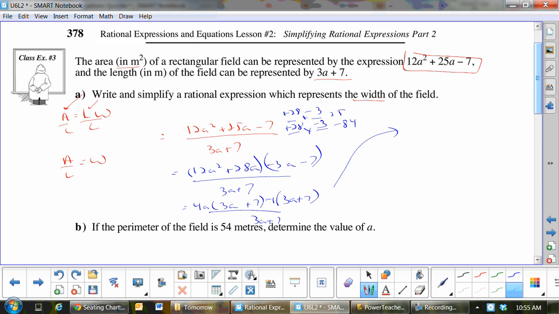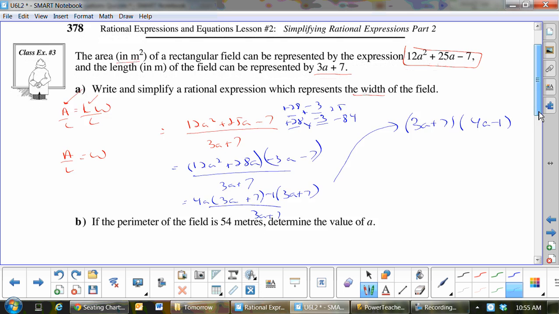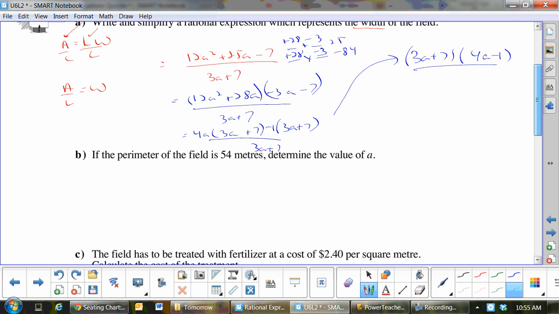So this goes to 3a plus 7 times 4a minus 1. That's all over 3a plus 7. Okay. Cancel, cancel. So width equals 4a minus 1. Any restrictions? A can be anything but negative 7 over 3.